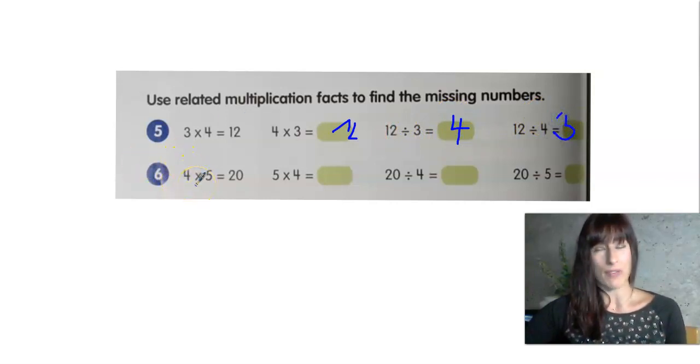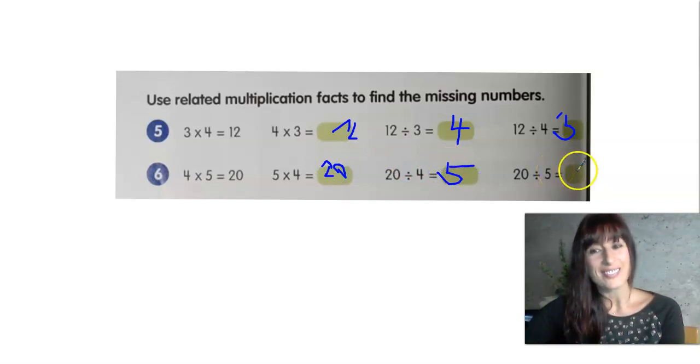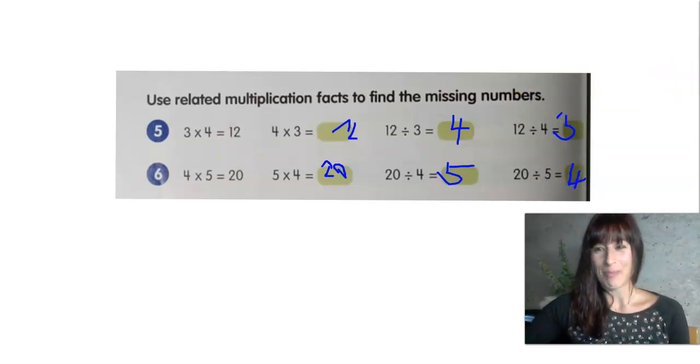Again, 4 multiplied by 5 is 20. 5 multiplied by 4, 20. Now 20 divided by 4 is 5, and 20 divided by 5 is 4. Perfect. You see, this is like a game.